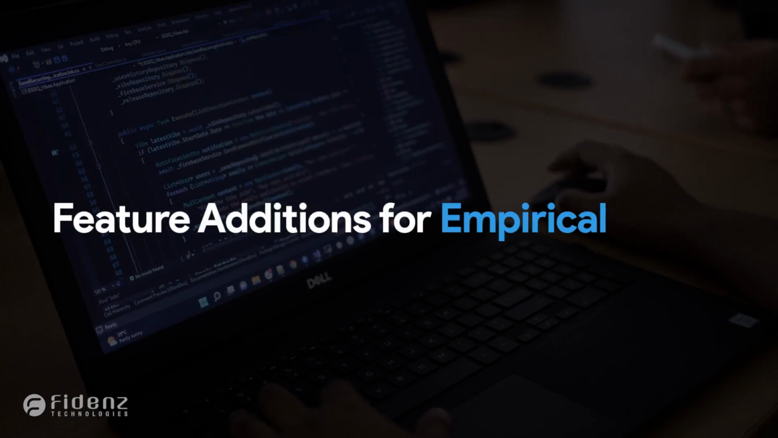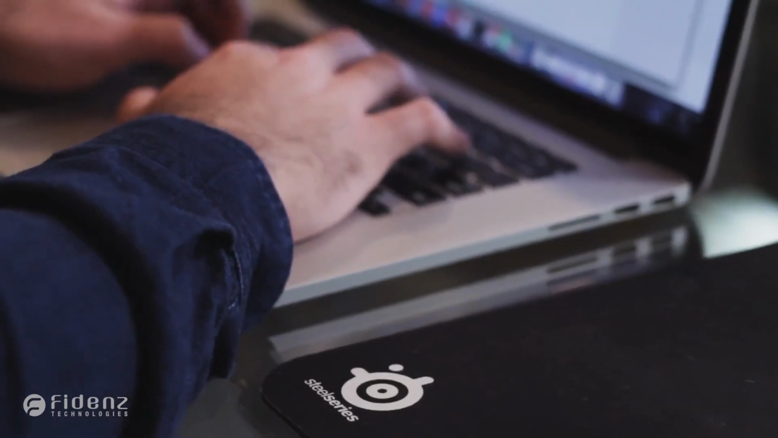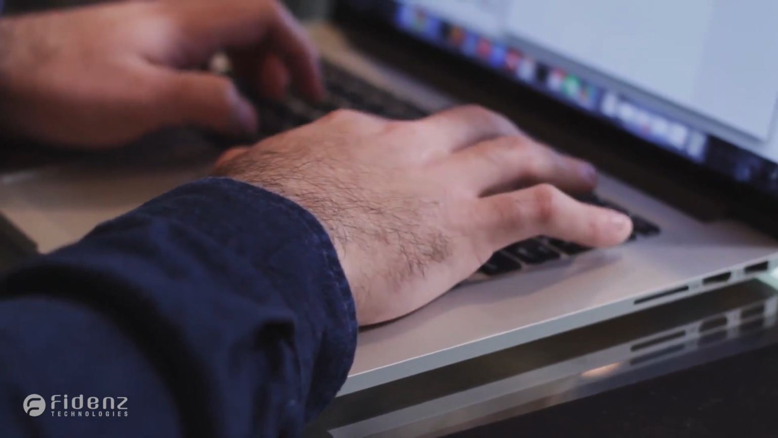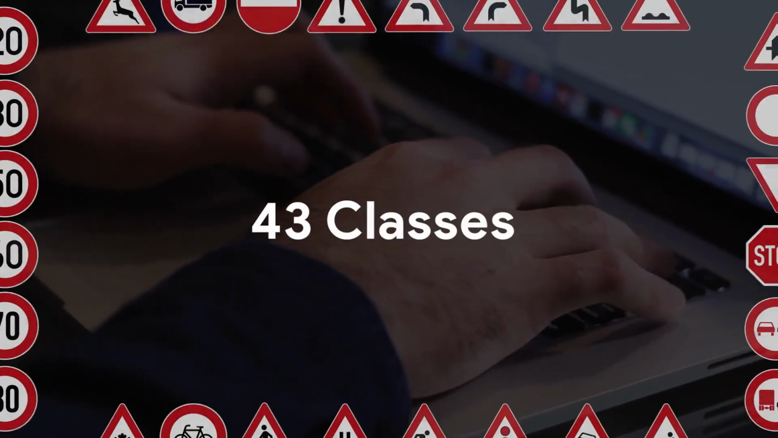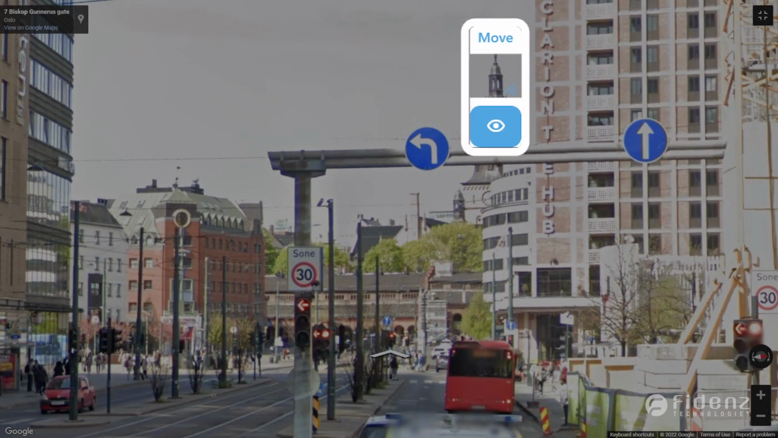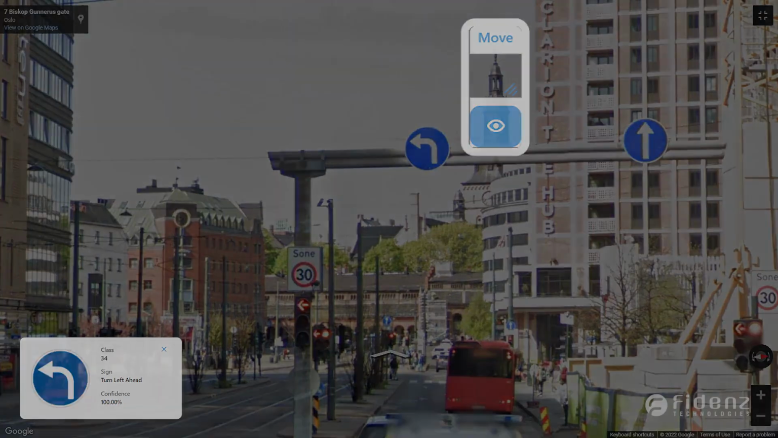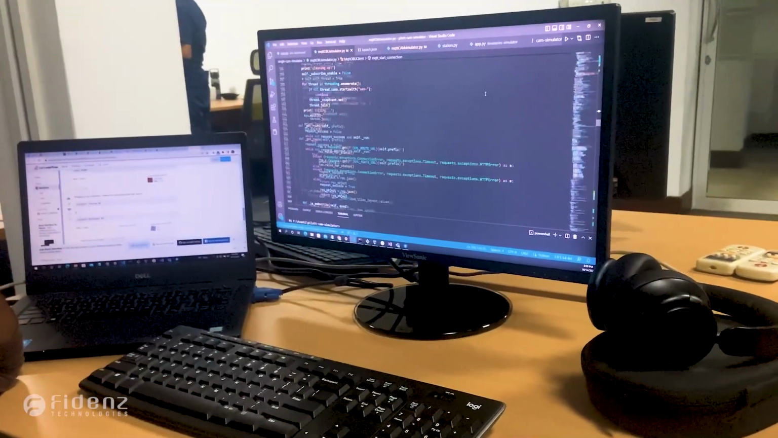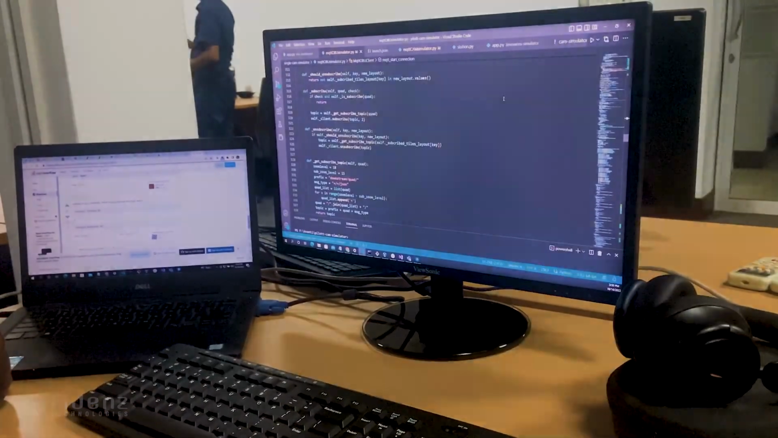Feature additions for empirical issues. During the development process, the model was instructed to strictly output the designated 43 types of traffic signs. This means even if we input a non-traffic poster, the model will classify them under a particular category. To address this issue, we followed a methodical approach following novelty detection.